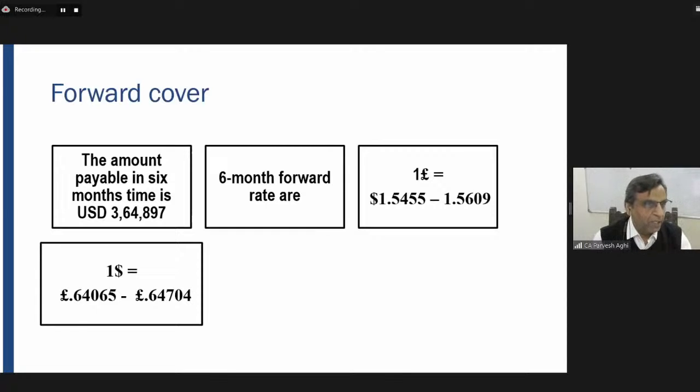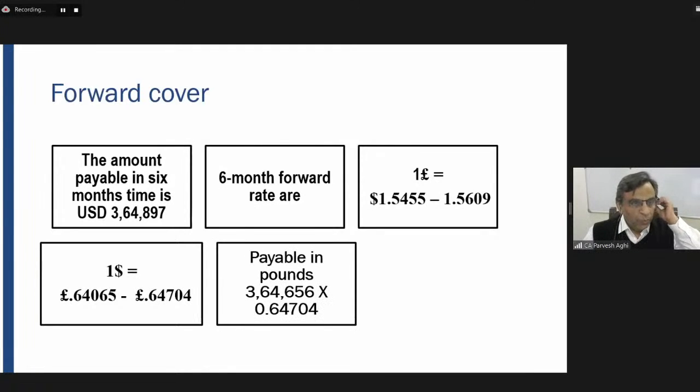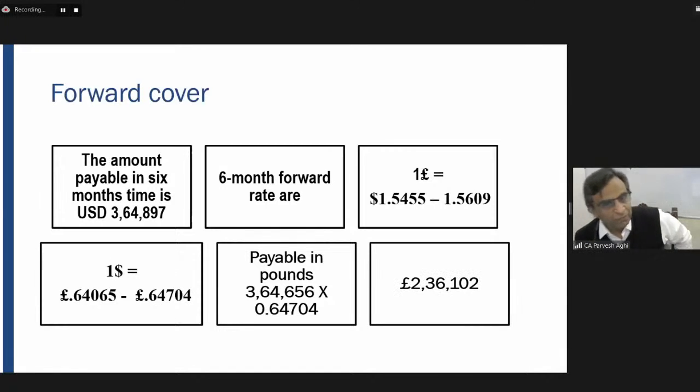Okay, so you're going to buy it. So you apply the ask rate and you get 3,64,656 into 0.64704. So this is the money in terms of pounds which will flow out of your pocket. So if you take a forward cover, how much money you're going to spend? 2,36,102. Okay. So this is the first scenario.